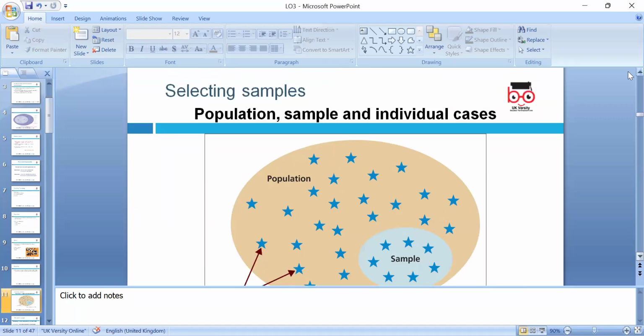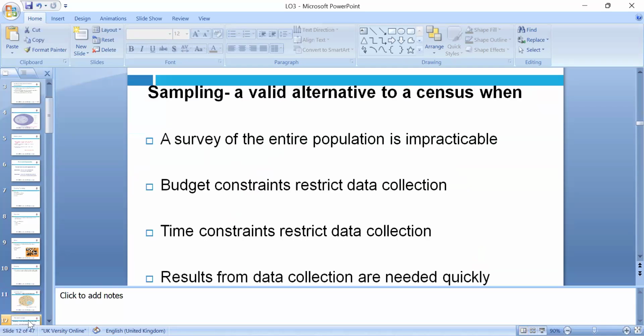So population, sample and individual cases: the population is the whole set of elements, and the sample is a small part. If you taste something, you take a little sample of it, and you can say the whole food or drink is tasty or not. Similarly, you can look at a small proportion of the people who stayed at a certain hotel, like Marriott, Premier Inn, or various others, and use them as a sample.